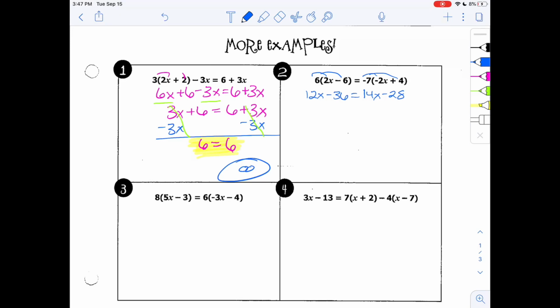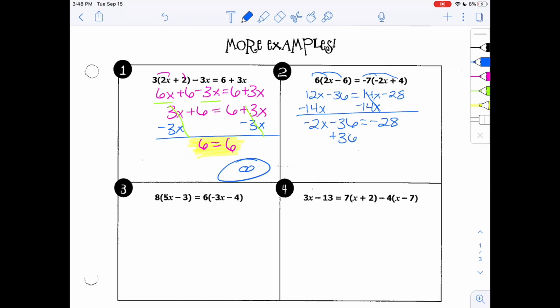I do not have any like terms on the left or the right, so I can move to moving my variable term from the right to the left side of my equation. I'm going to do that by subtracting 14x from both sides. This will result in negative 2x minus 36 equals negative 28.